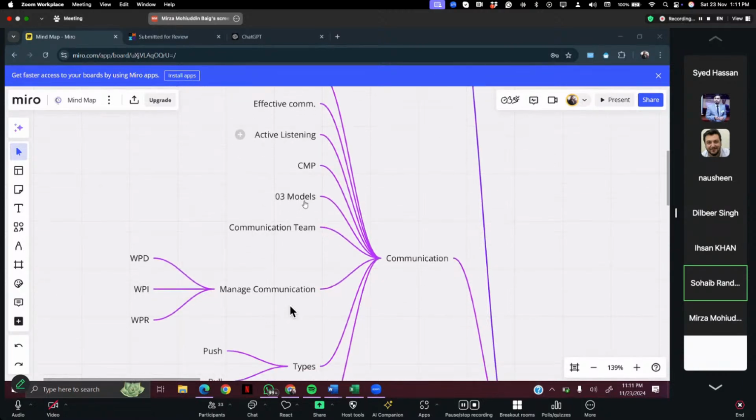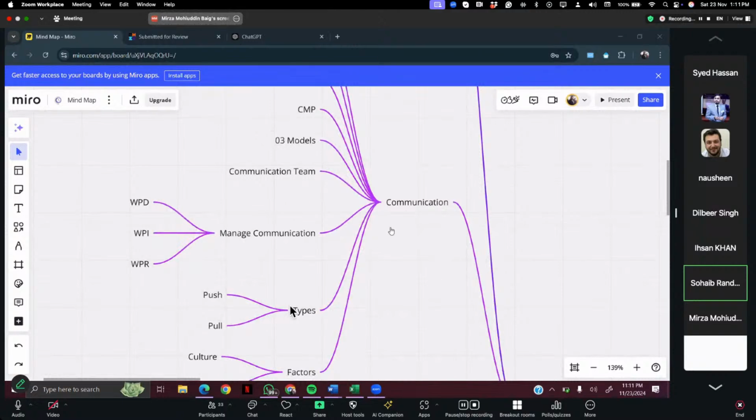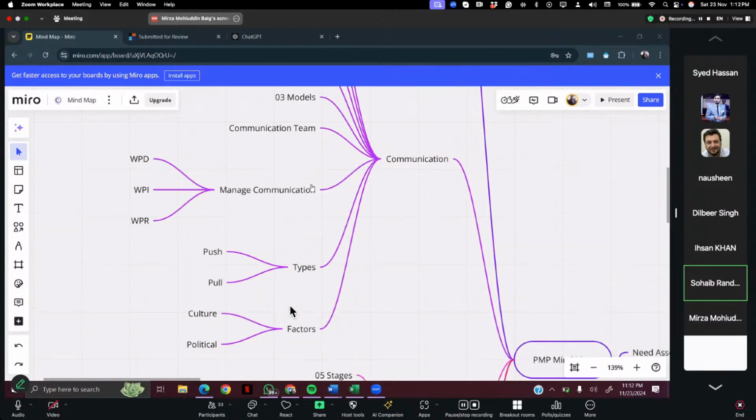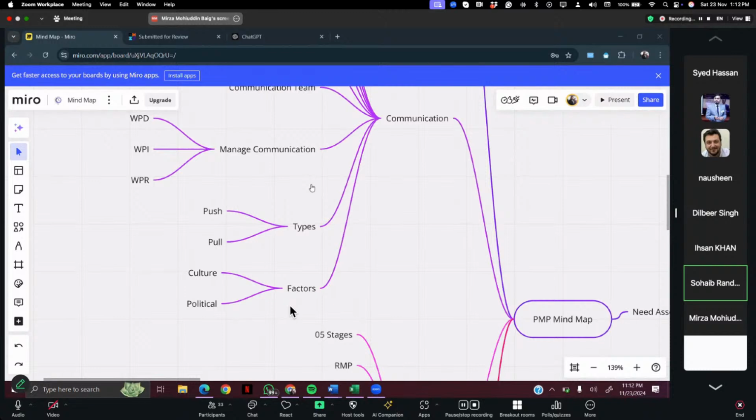Then we have 3 models: work performance data, then work performance information, and after getting information, we have a work performance report. Then we have the communication team, which is assigned to communicate with all the stakeholders. Then we have two types of communication: push and pull. Then we have different factors involved in the communication. One is culture, and the other is political.